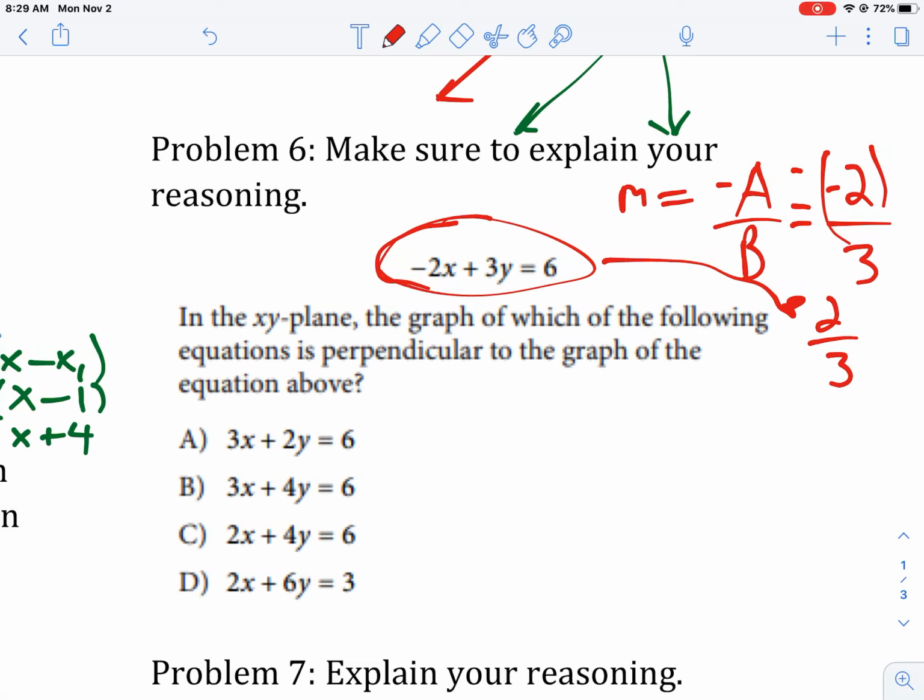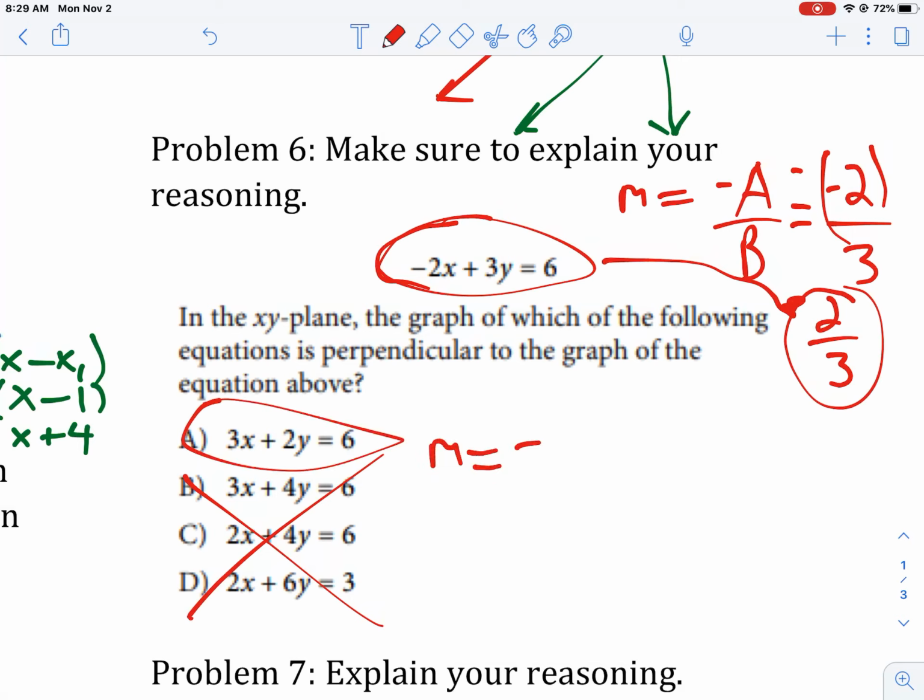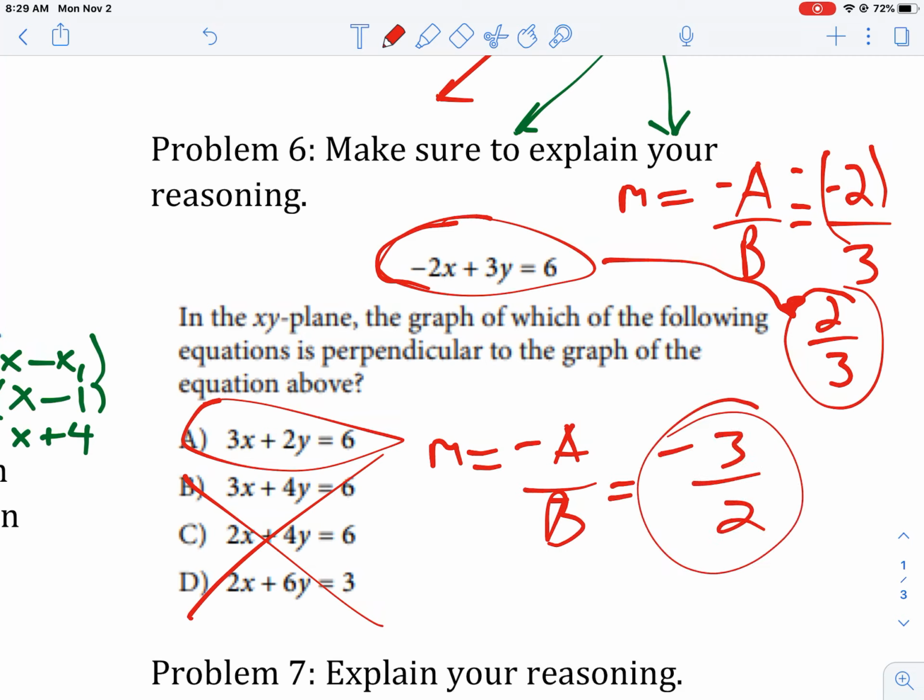And which of the following equations is perpendicular? So we're looking for a -3/2 slope. Well, I can already look. These three aren't going to work. If I'm doing it in my head, I have -a/b, -3/2. So it's got to be A, since these guys are negative reciprocals.